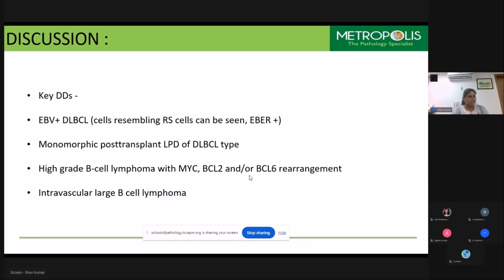than this. It was called a B-cell lymphoma unclassifiable with features intermediate between DLBCL and Burkitt's lymphoma. So thankfully it is now slightly shortened, but these are also called double hit and triple hit lymphomas. Double hit is when there is MYC and BCL2 rearrangements, and triple hit is when all the three rearrangements are seen. Another DD is an intravascular large B-cell lymphoma where the large cells are limited to the intravascular spaces.